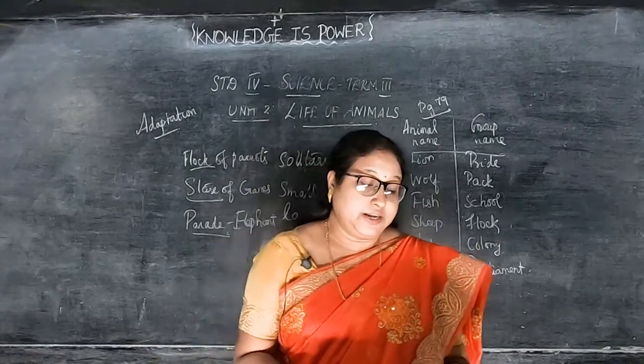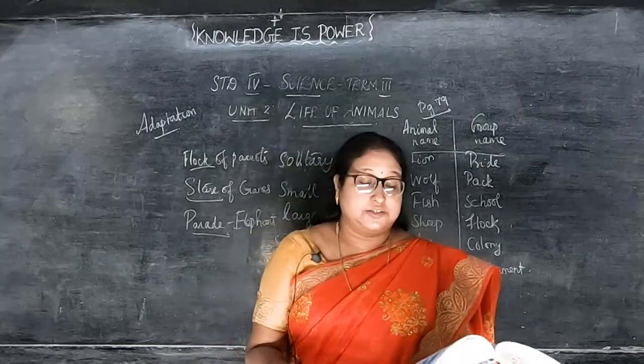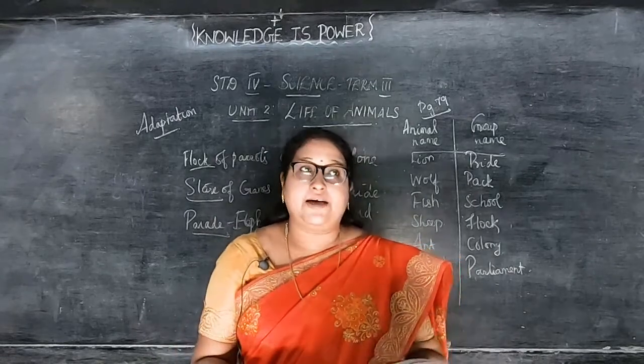Then some more examples of adaptations. So not only this about giraffes, other animals' adaptations are also given here. For example, we'll see first tigers. Tigers and zebras have lines on their body.